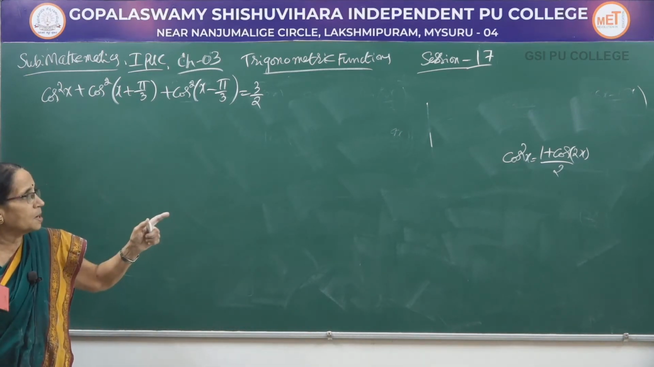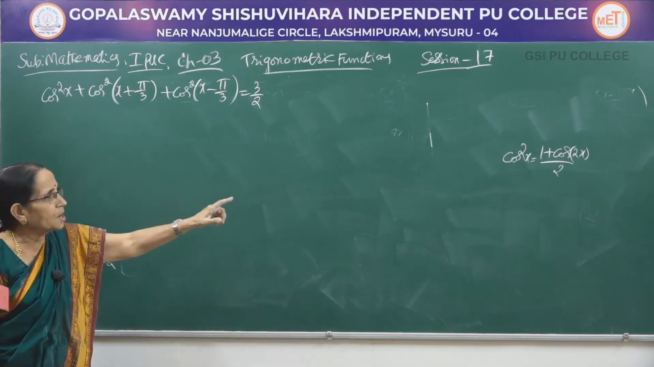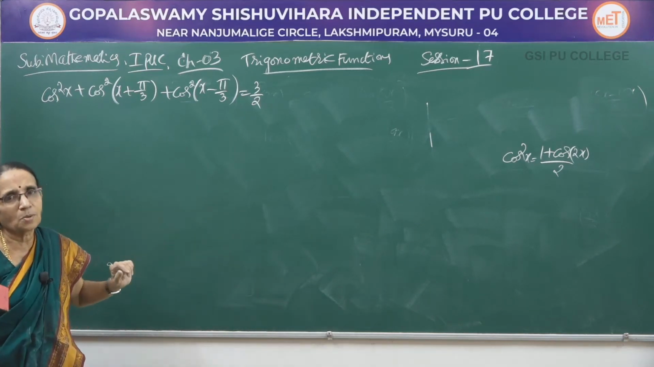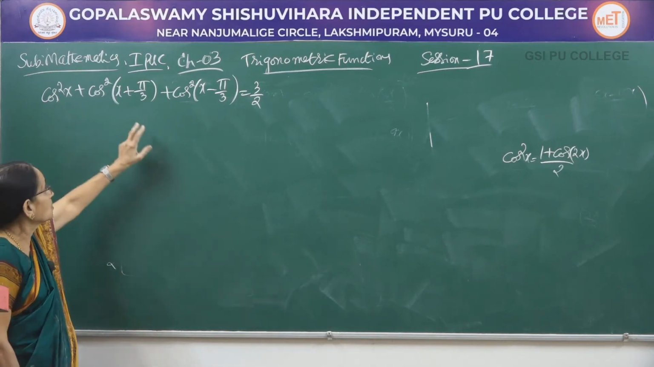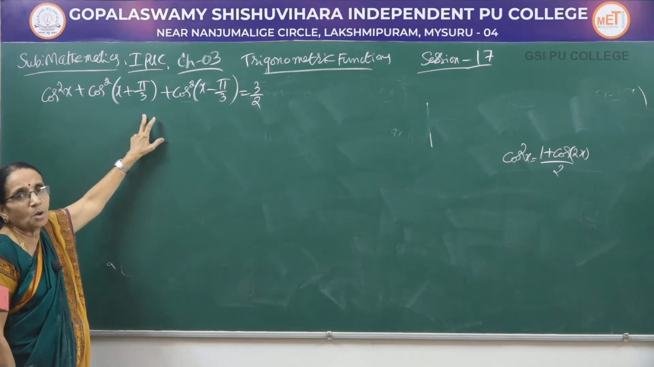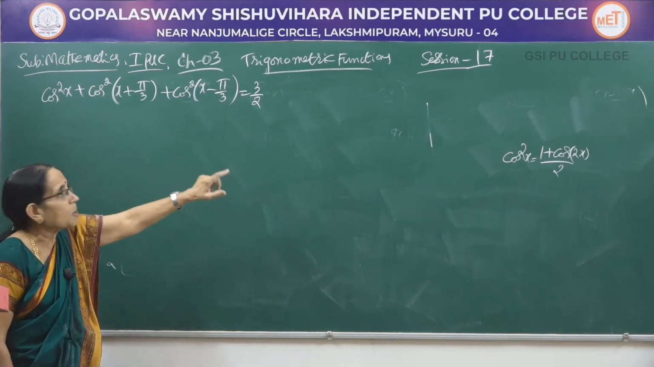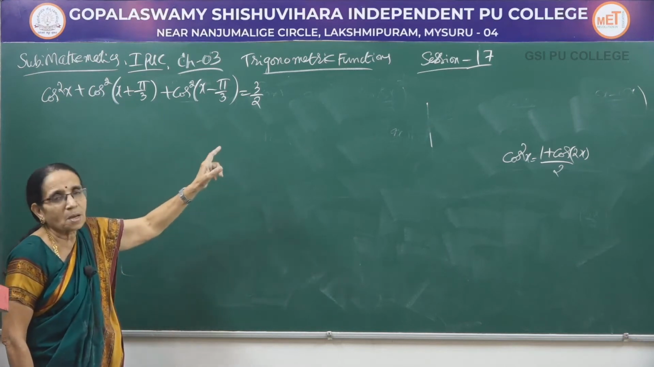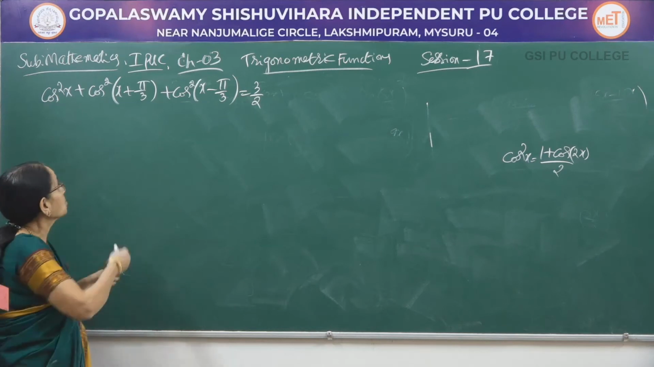Now, I am using this formula for all the 3 terms. See, when x is there, the right hand side has 2 times that angle. Here it is a direct application of the formula. Whereas here in the place of x, what do you have? x plus pi by 3, that has to be multiplied by 2. This is x minus pi by 3, that has to be multiplied by 2. So, here you have to be careful.